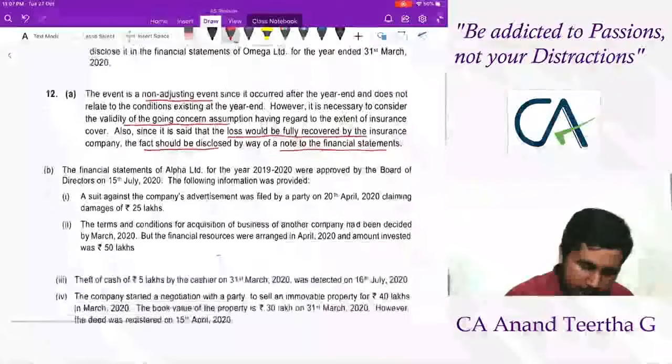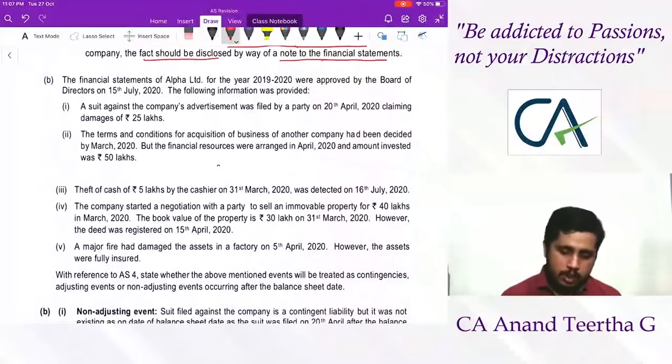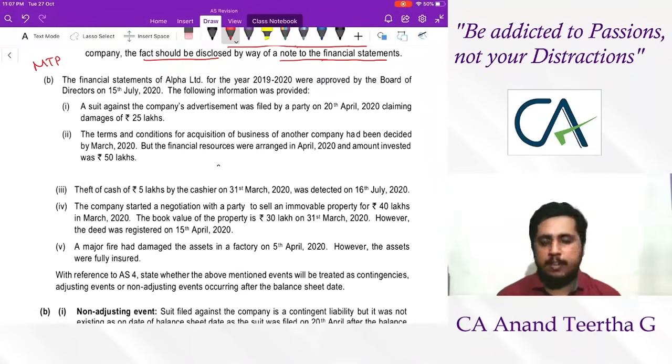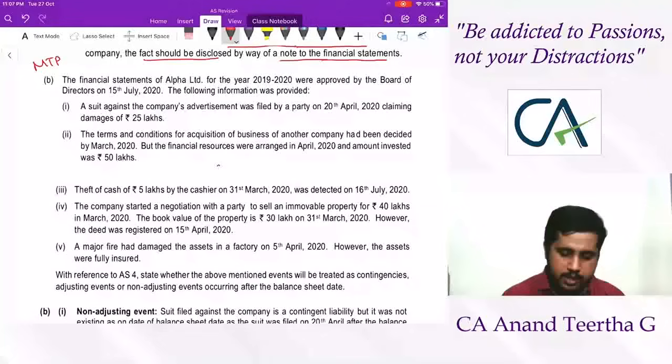Next, let's go to another type of question. This is in MTP. This question is there in the recent MTP given by the institute. The financial statements of Alpha Limited for the year 1920 were approved by the Board of Directors on 15th July 2020.